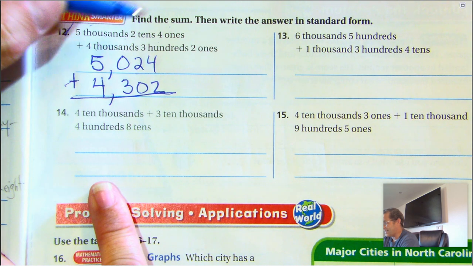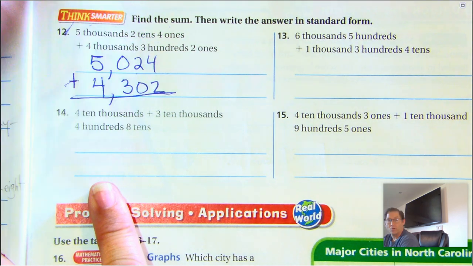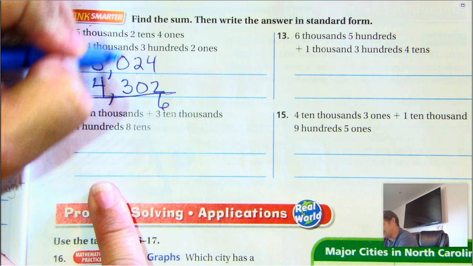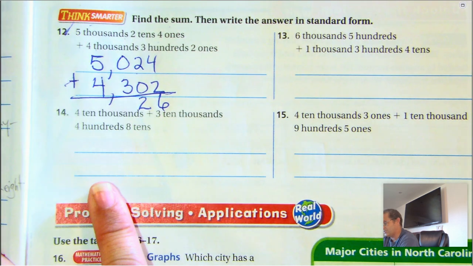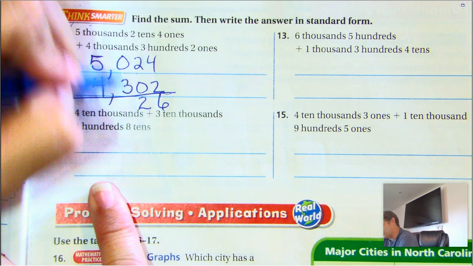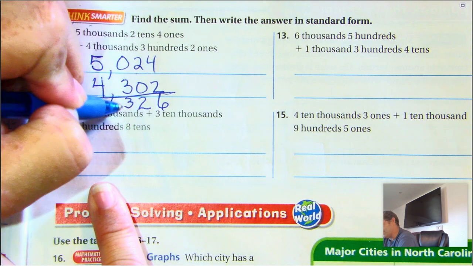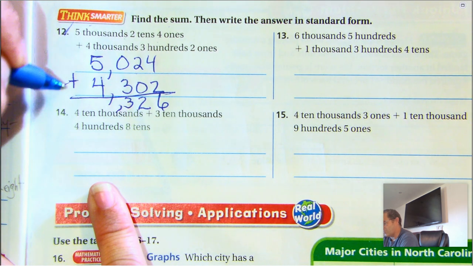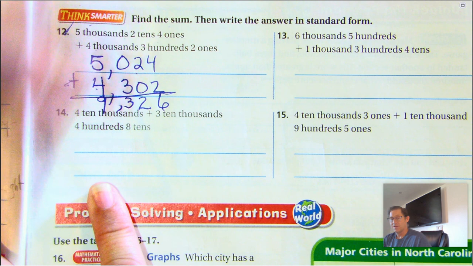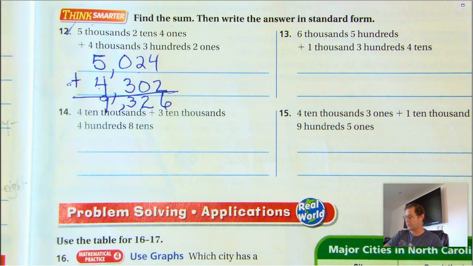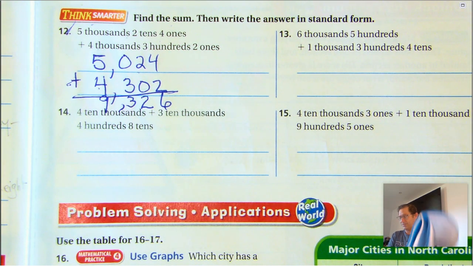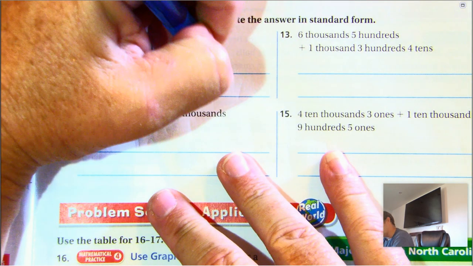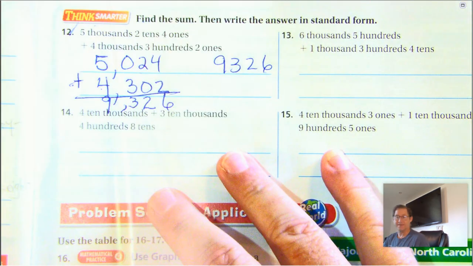Find the sum, then write the answer in standard form. 4 ones plus 2 ones is 6. 2 tens plus no tens is 2. 300 plus no hundreds is 300. 5,000 plus 4,000 is 9,000. So our answer to number 12 should be 9,326. So in standard form, that's what it is.